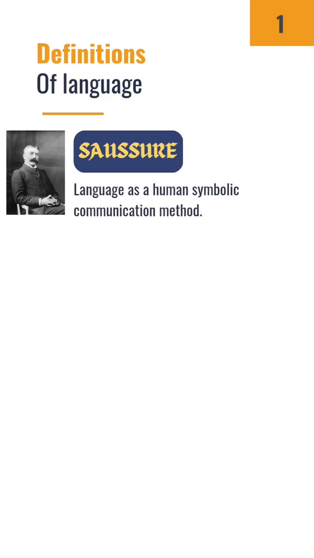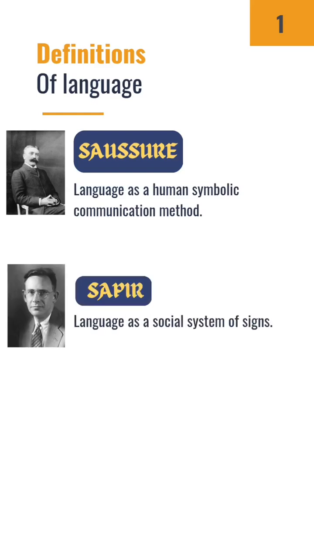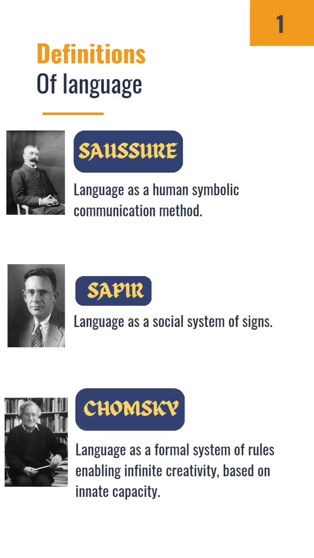Now let's summarize the definitions and see the difference between them. Saussure considers language as a human symbolic communication method. Sapir considers language as a social system of signs. And Chomsky considers language as a formal system of rules enabling infinite creativity, based on innate capacity.